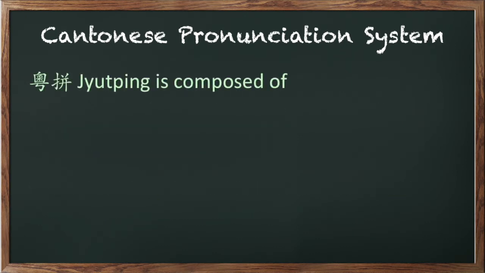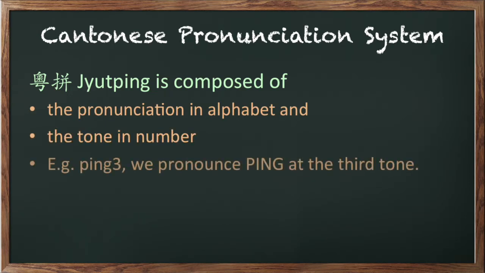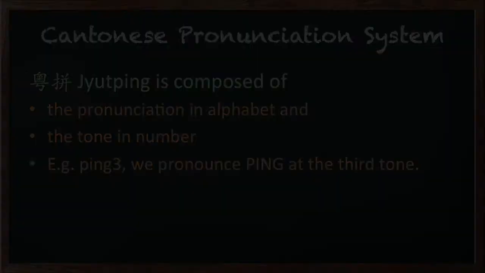Jyutping is composed of two parts. One is the pronunciation in alphabet and the other is the tone in number. For example, ping3, we pronounce ping at the third tone.